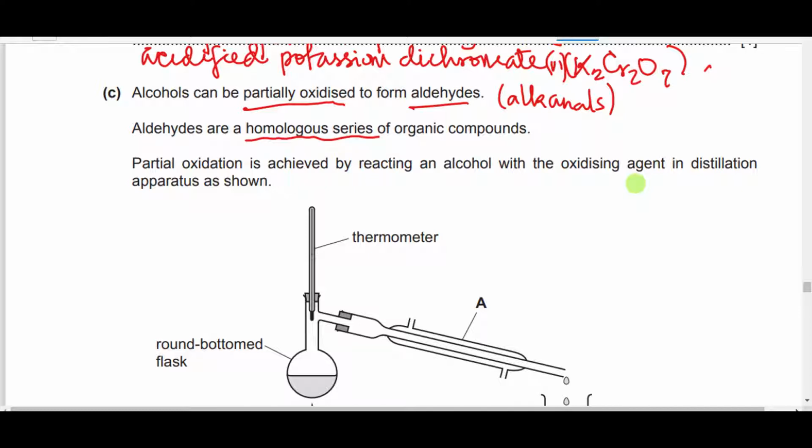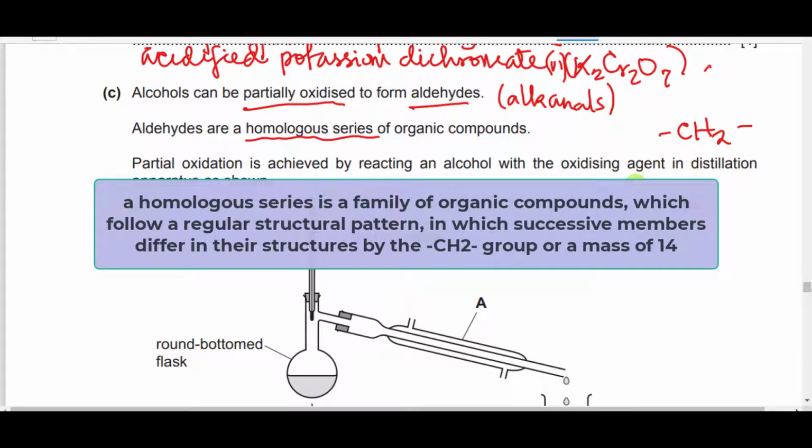A homologous series is a family of organic compounds which follow a regular structural pattern, in which successive members differ in structure by the CH2 group, or a mass of 14. Let me repeat myself. A homologous series is a family of organic compounds which follow a regular structural pattern, in which successive members differ in their structures by the CH2 group, or a mass of 14.